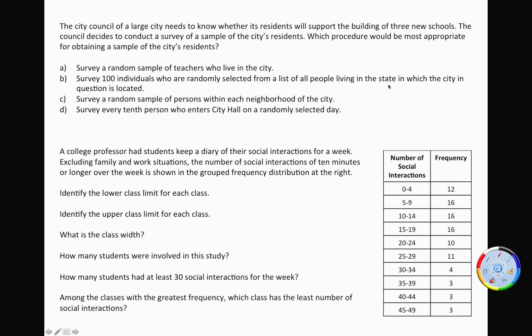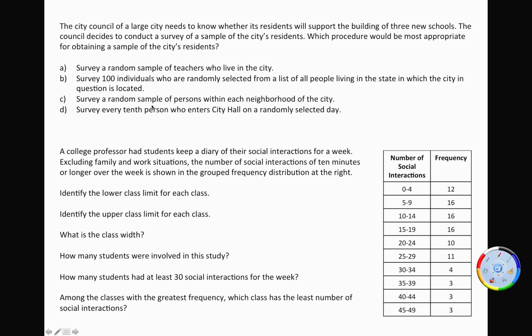People in the city. C. Survey a random sample of persons within each neighborhood of the city. There, that sounds like a great idea, right? Each neighborhood, so everyone in the entire city has an equal chance of being selected since they're going to choose people from each neighborhood, not only the affluent neighborhoods or the neighborhoods along the river or whatever, every neighborhood, and it's random.